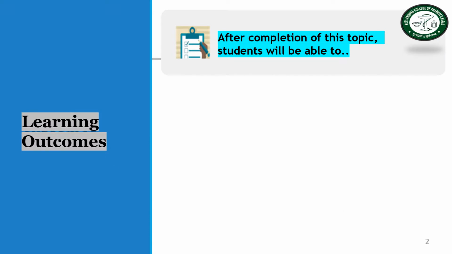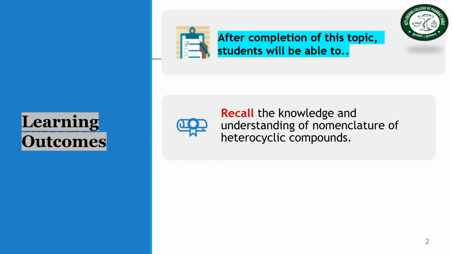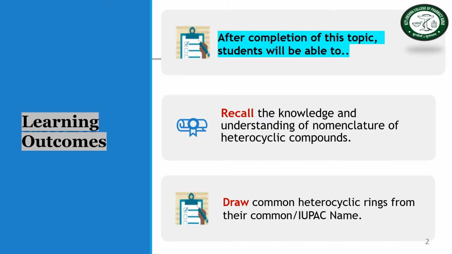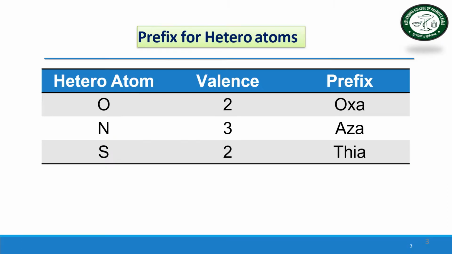What are the learning outcomes? After completion of this topic, the learner or student will be able to understand or recall the knowledge and understanding of the nomenclature of heterocyclic compounds. There are various heterocyclic compounds, maybe 6-membered ring, 7-membered ring, or 5-membered ring. Draw the common heterocyclic rings from their common name and IUPAC name. So these are the learning outcomes for the students.